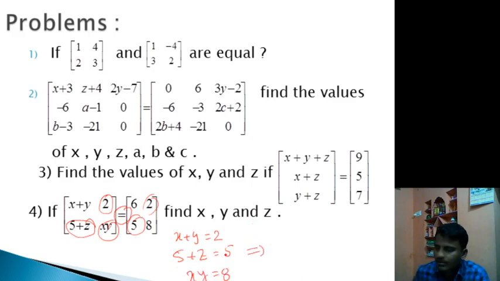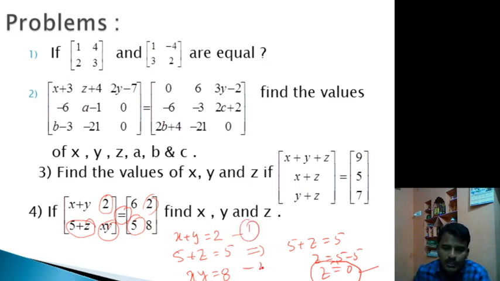But in this linear equation, 5 plus z equal to 5, z equal to 5 minus 5, that should be equal to 0. We get the value of z. But here equation number 1 and equation number 2. Now equation number 2 we can write as y is equal to 8 upon x. This is my equation number 3. Substitute equation 3 in equation number 1.